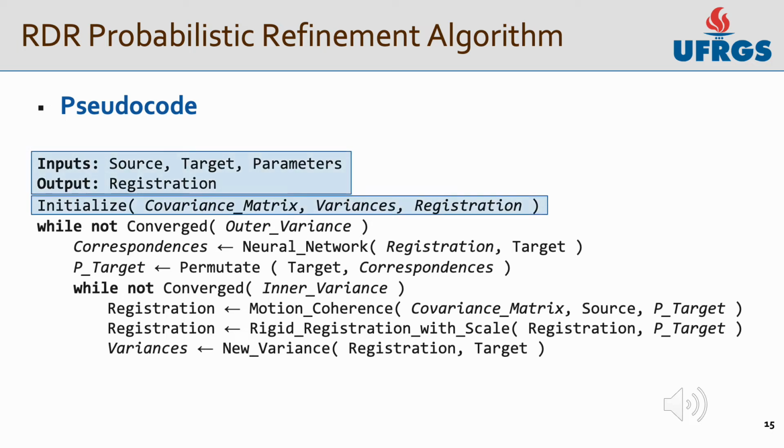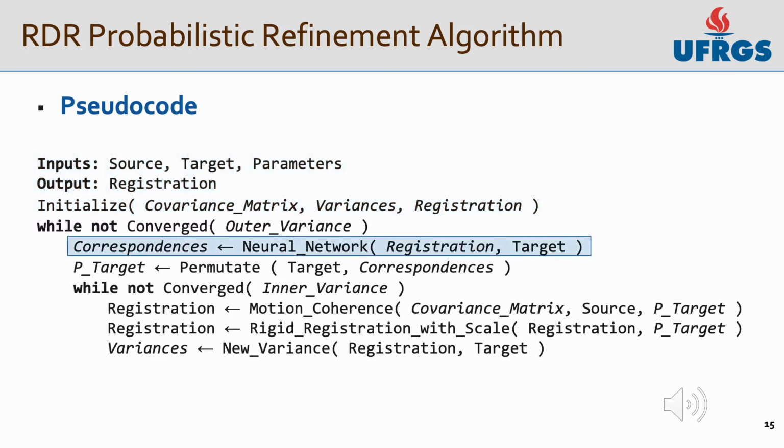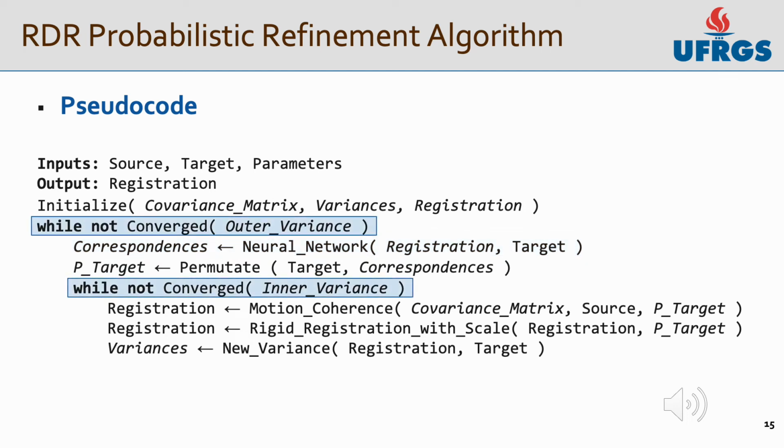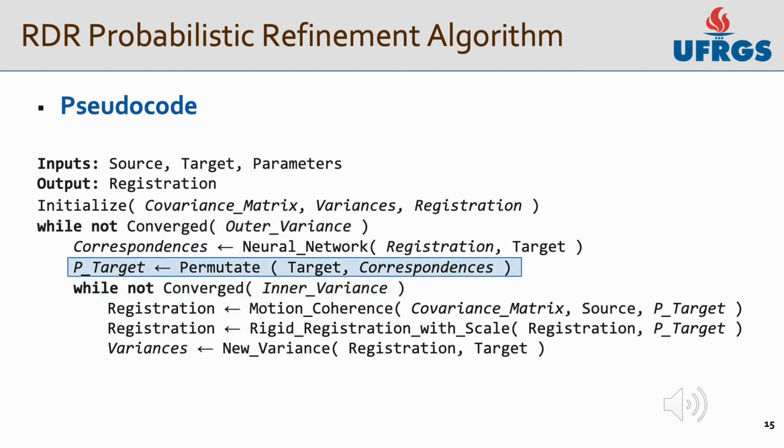We take as input source and target, and the input parameters, and generate the deformed source cloud, called registration. We call the neural network for each outer iteration, and we pass the target and the current registration. We also use a nested inner loop, and this was adopted to avoid parameter instability during optimization, especially of the variance. After the correspondence estimation, we permute the target cloud while considering how much we trust each correspondence.